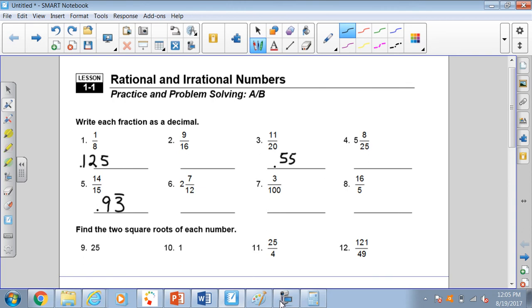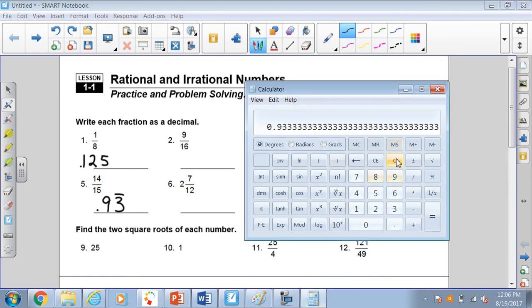We're going to go down to number 7 now. Number 7 is 3 divided by 100. So let's clear this out. 3 divided by 100.